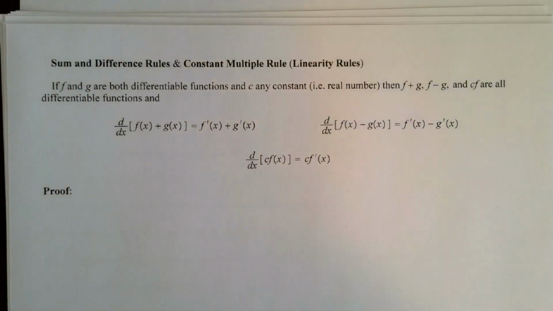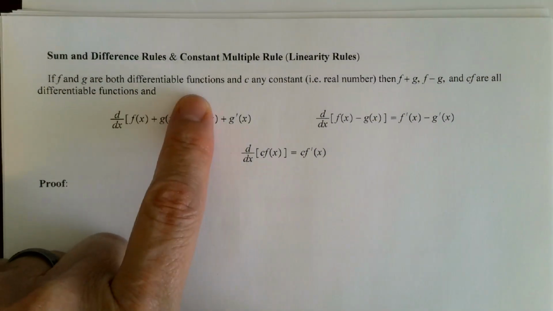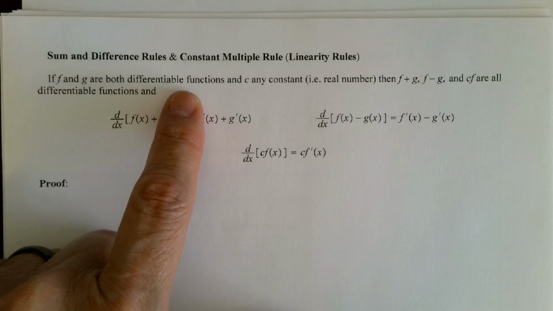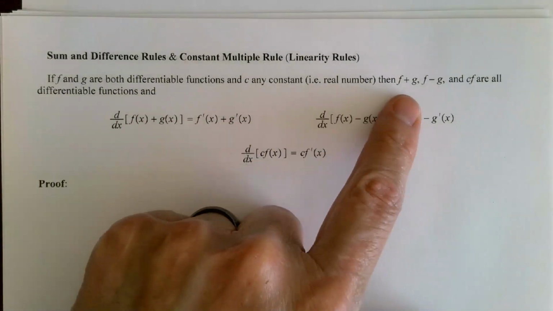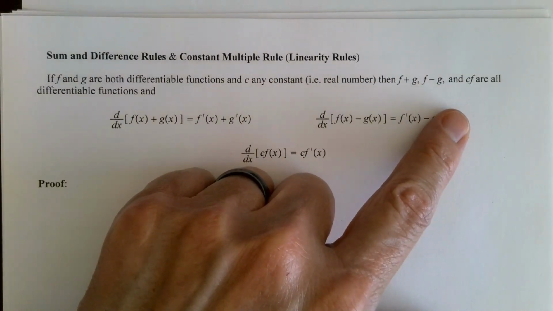three, I guess technically, linearity rules. So if f and g are both differentiable functions, what's it mean to be differentiable? It means the derivative exists, remember. They're both differentiable functions, and c is any constant, any real number. Then the functions f plus g, f minus g, and c times f are all differentiable functions.